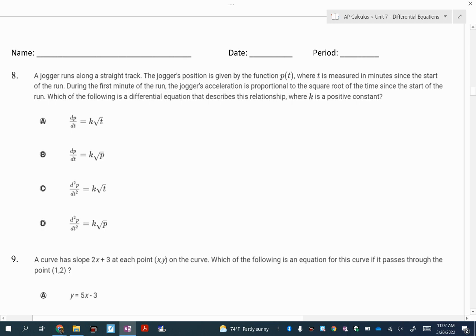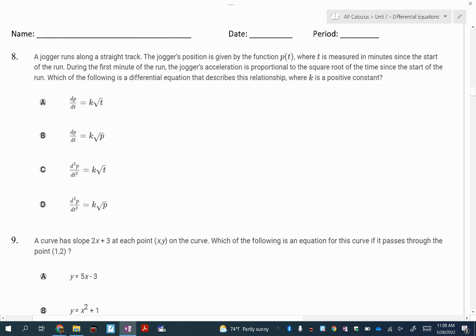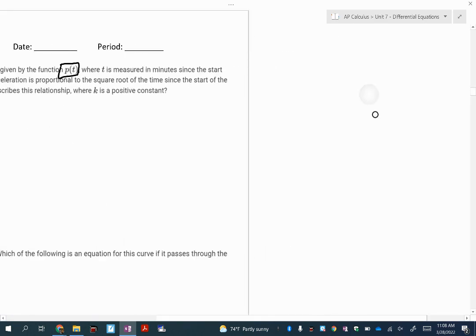All right, last one for this section, part 1. A jogger is running along a straight track, and they give us the jogger's position function, P of t. It says during the first minute of the run, the jogger's acceleration. Now, if you remember from many, many months ago, we have position, and then the first derivative is going to be the velocity, and then the second derivative is the acceleration.